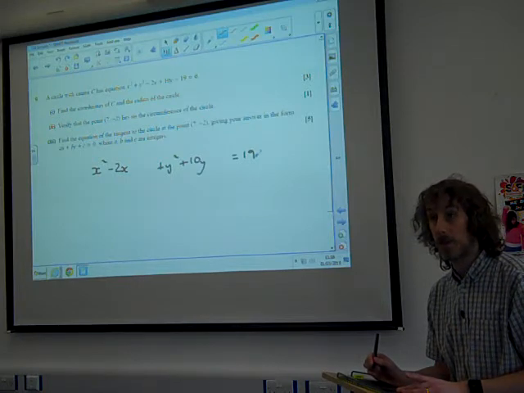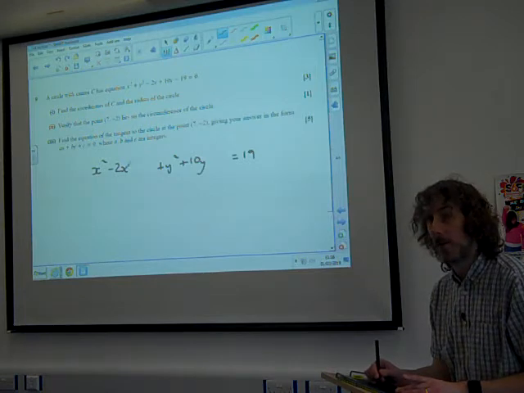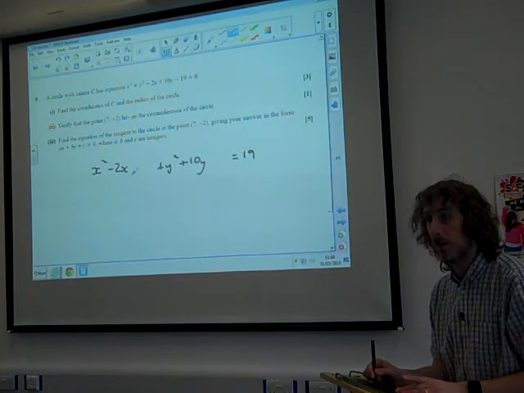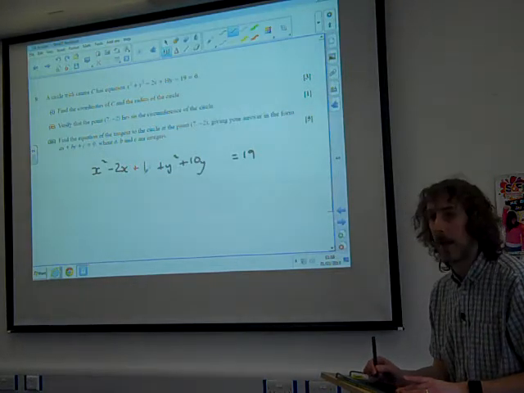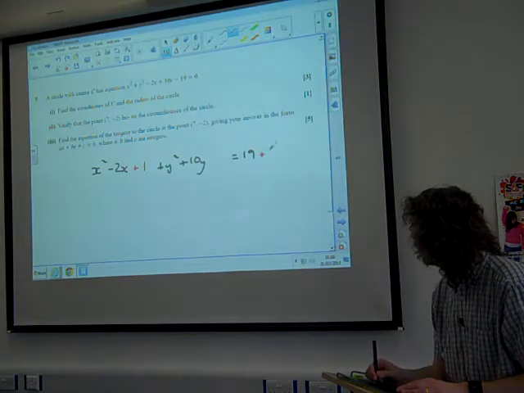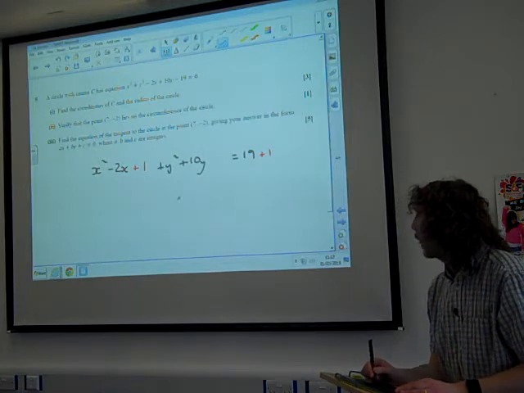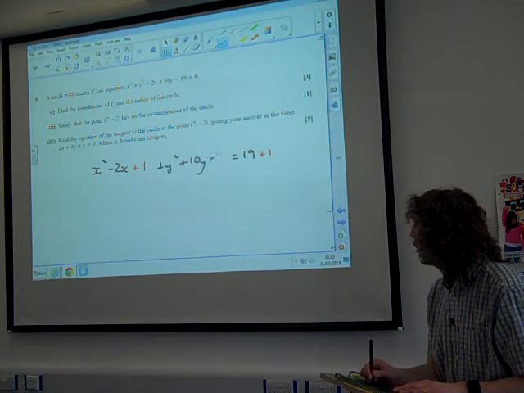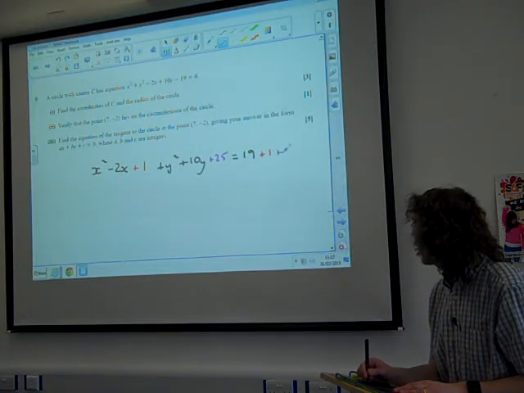Now remember what we did to complete the square. We want to add in half the coefficient of x when you square it. So half of minus 2 is minus 1, squared is plus 1. I'm going to put a plus 1 there. I need to keep my equation balanced though, don't I? So over here I'm going to put a plus 1 to keep it balanced. Then I've got a 10y here, so half of 10 is 5, squared is 25. I'm going to add in 25 there. And in order to keep things balanced, I'm going to put a plus 25 over here as well.